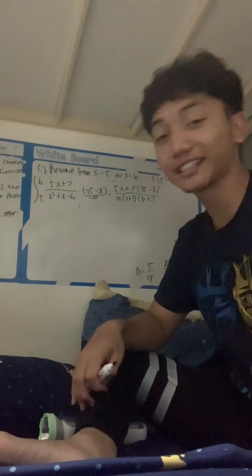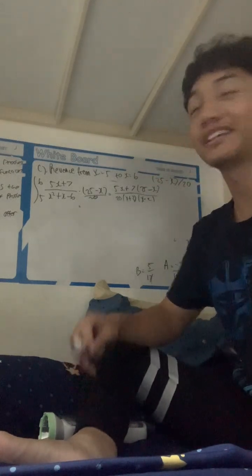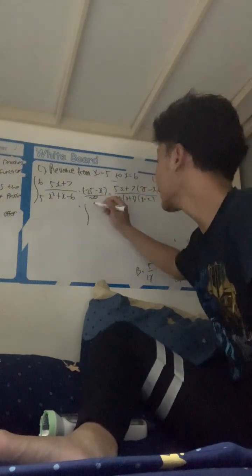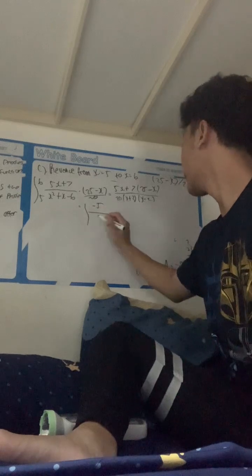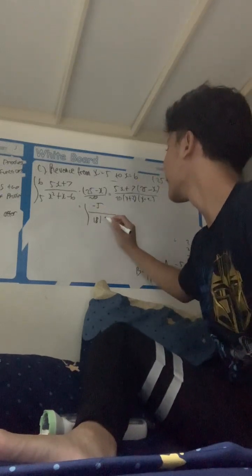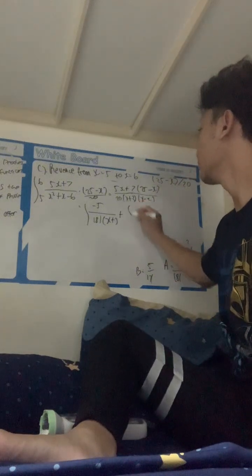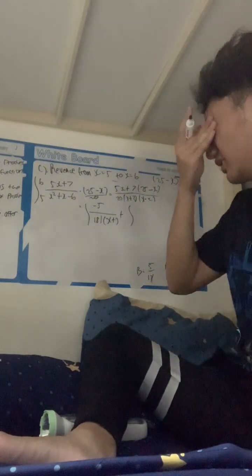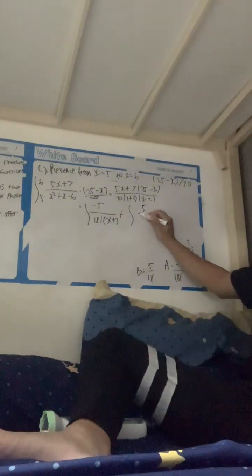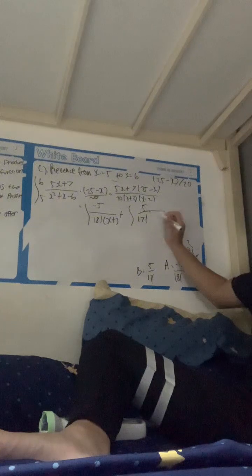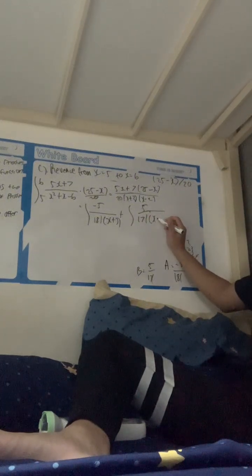Okay, so for the next part, all we gotta do is just count the integral for a and b. So we already found that the a is -5 over 181 times x plus 3 here, and then plus the b is 5 over 171, times x minus 2 here.